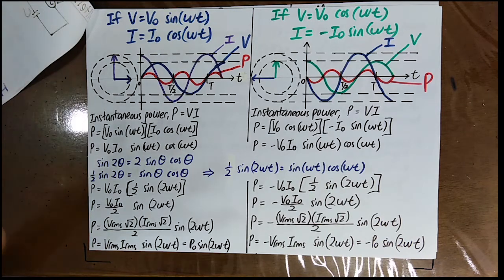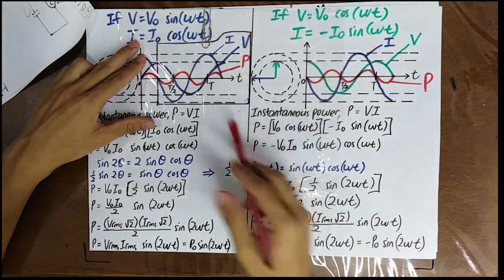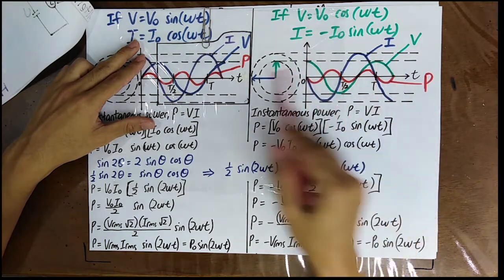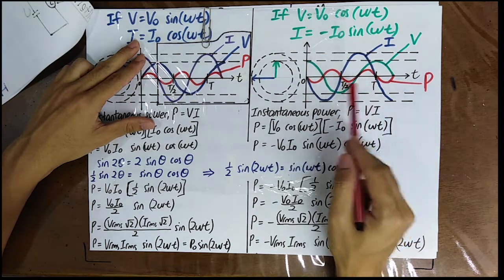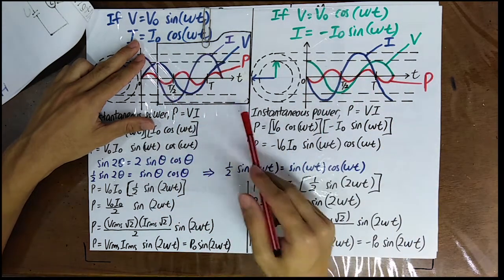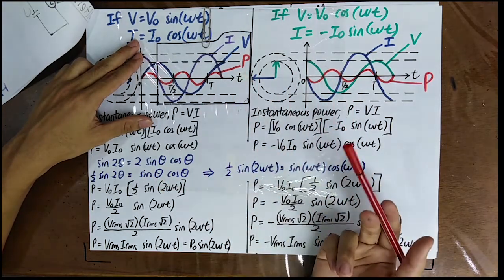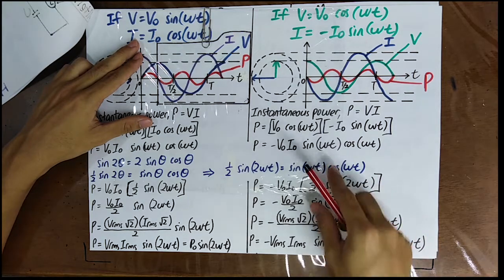And then I still want to show you that they are actually the same graph. When the V is like this, the V is like this. When the I is like this, the I is like this. When the P is like this, the P is like this. So you know that they are really the same graph. The only difference is that they started at a different phase angle.